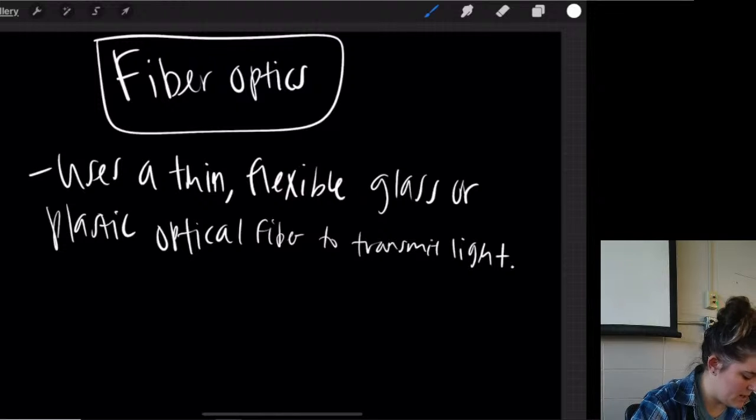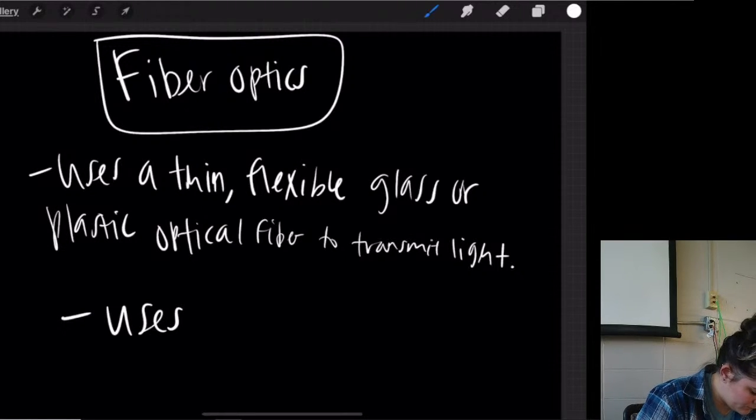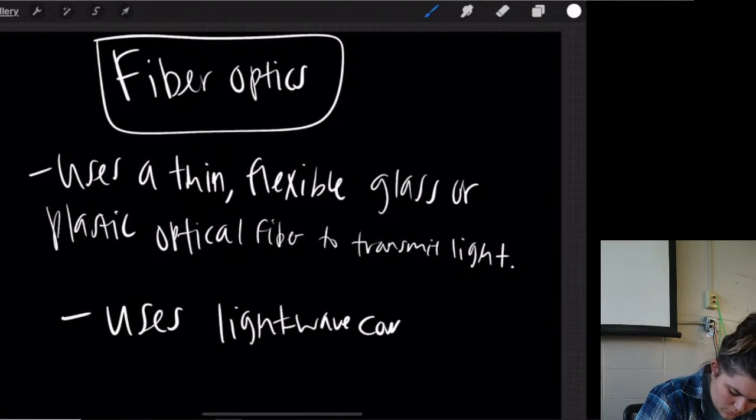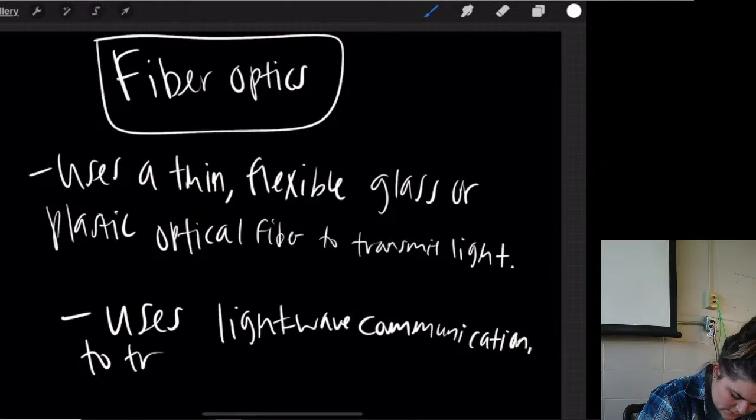So it says communication is the transmission of info from one point to another by means of electromagnetic waves. So fiber optic technology has been developed to use light wave communication to transmit data. So it uses light wave communication to transmit data.